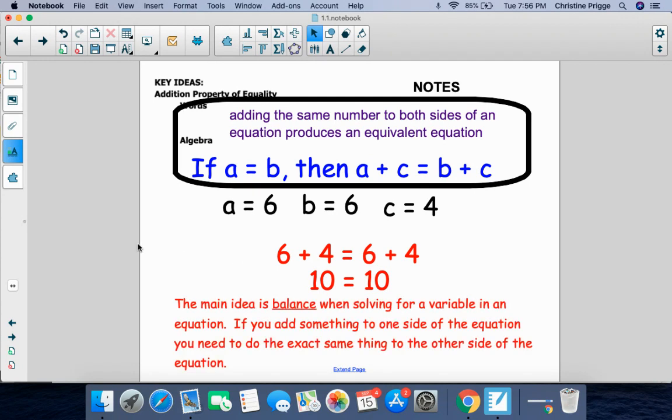The main idea is that you balance each equation when you're solving for a variable. If you add something to one side of an equation, you need to add the same exact thing to the other side of the equation. So if you add a value to one side, whatever that value is, you need to add it to the other side as well. So put this part that I circled in your notes, and then we'll move on to the next slide.